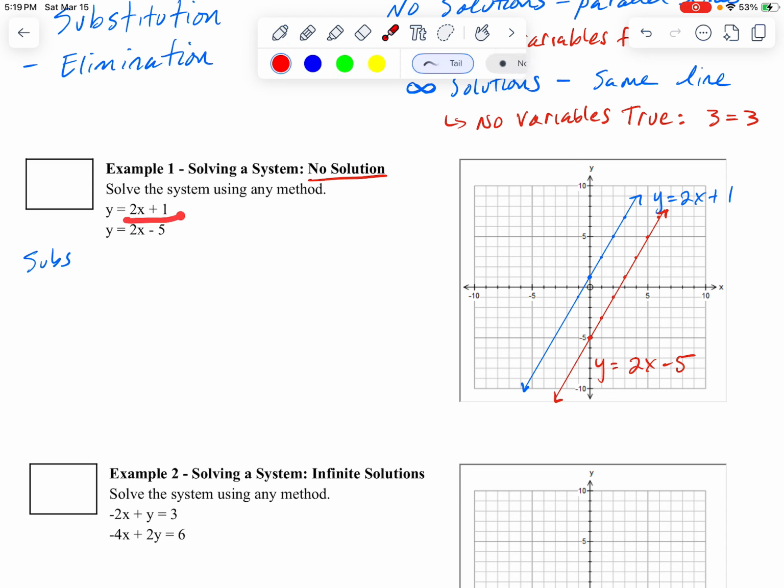So I've got y equals this, and I've also got y equals that. So if I were to substitute, we would end up with 2x plus 1 equals 2x minus 5. And when we go through that solving process, we need to get all our variables to one side, all our numbers to the other. So if I subtract 2x to get rid of the variable, we end up with 1 equals negative 5. So this is that case. All the variables went away. I have a false statement. So again, no solution.